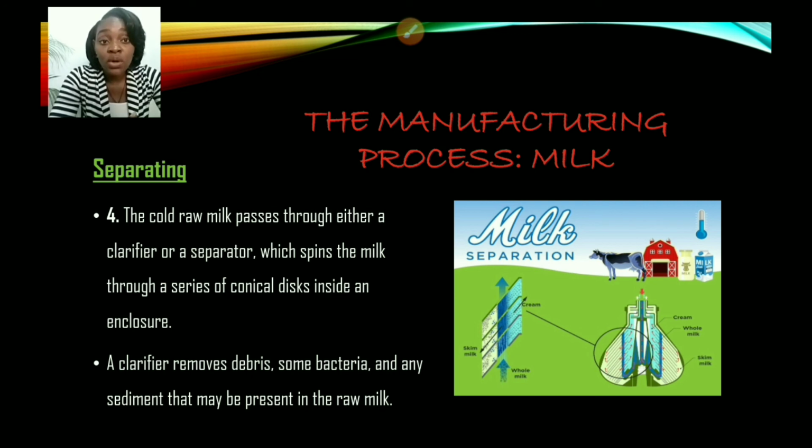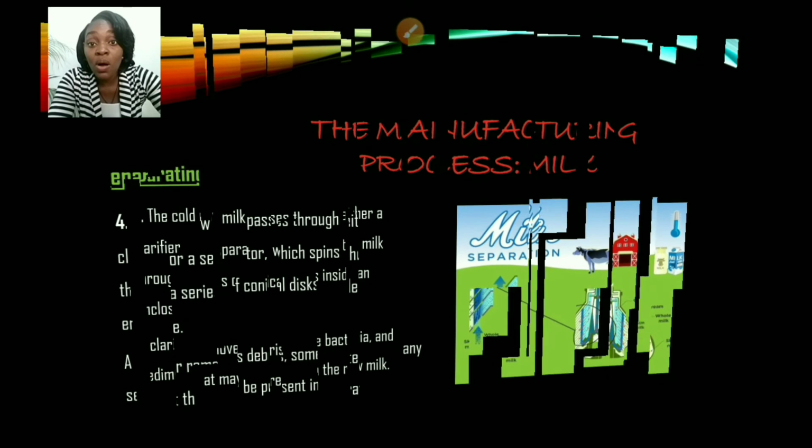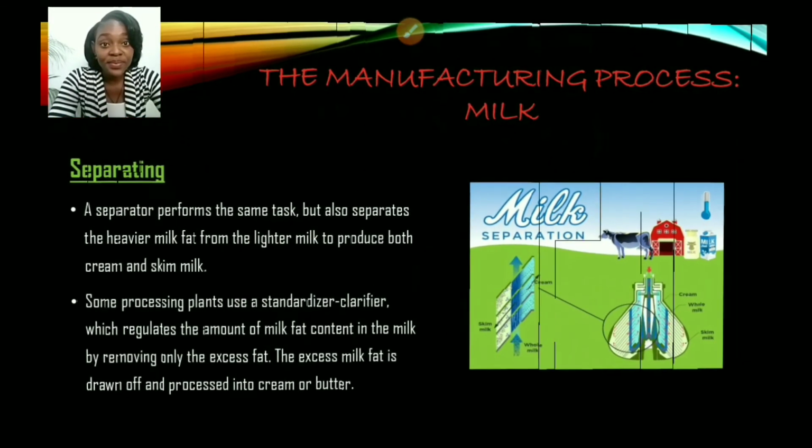The cold raw milk passes through either a clarifier or a separator, which spins the milk through a series of conical discs inside an enclosure. And this enclosure refers to a centrifuge, right? A clarifier removes debris, some bacteria, and any other sediment that may be present in the raw milk. Nice.